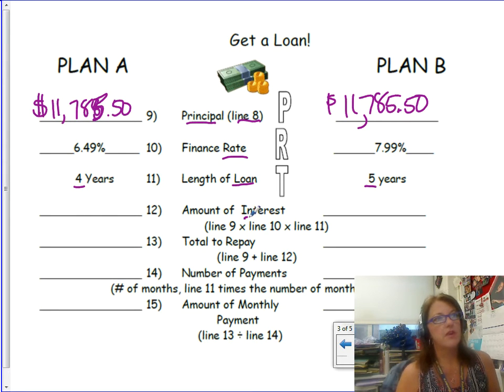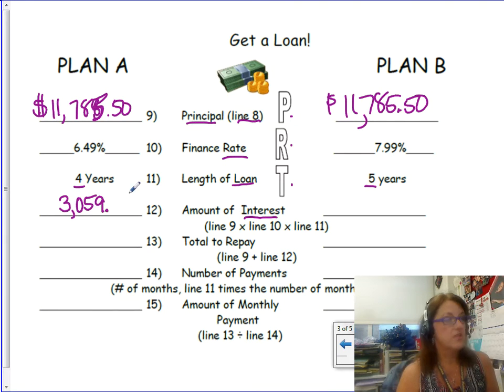So as we learned about yesterday, interest is principal times rate times time. So I need you to take these three values, line 9, line 10, and line 11, calculate that up, and that would be your simple interest that you're going to write on line 12. Okay. In my case, I take that number times 6.49% times 4 years. Okay. And this is what I come up with. $3,059.